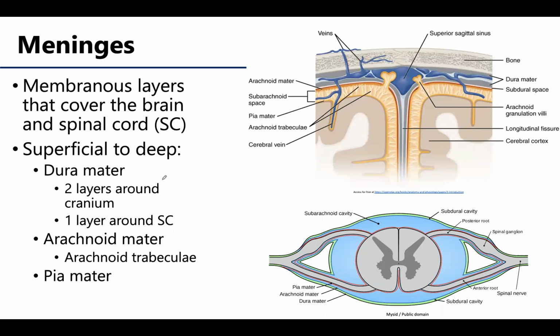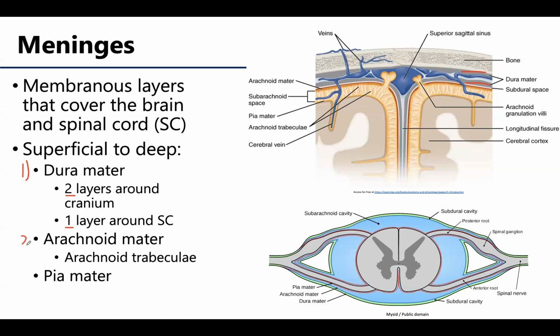And so we're going to discuss these from superficial to deep. So the most superficial is going to be the dura mater, which is the most robust. Dura mater literally means tough mother, so very visible. There are two layers of dura around the brain, so within the cranium, as you can see here. So here's one layer here, here's one layer here. You can have blood that's running between these when we're talking about within and around the brain. But there's only one dural layer associated with the spinal cord.